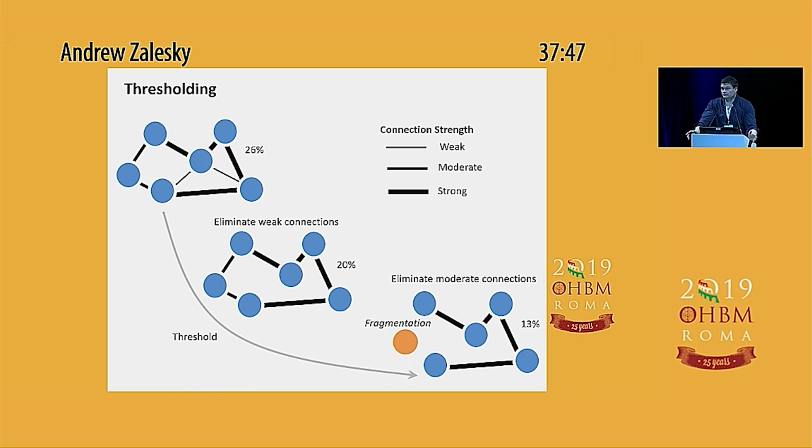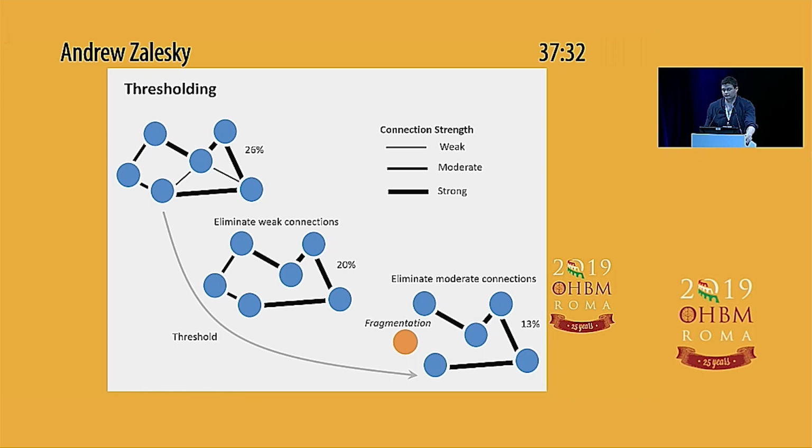The first step that we can do is perhaps say, well, the weak connections are perhaps spurious, so we can remove those from the graph. Here you'll see that the connection between this node has gone, and this node has gone here, and this results in a connection density of 20%.